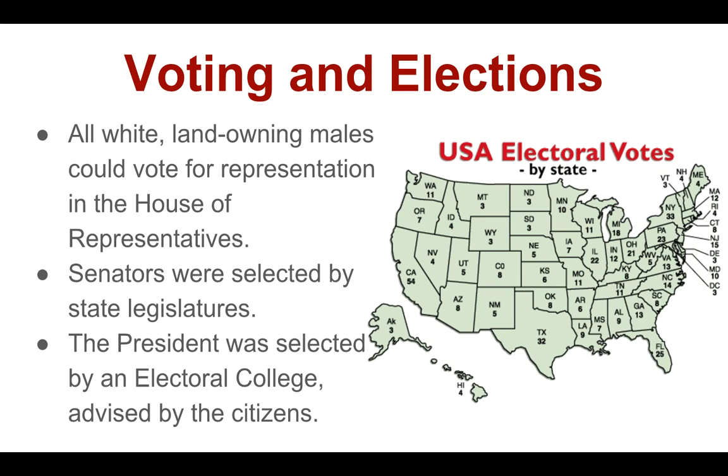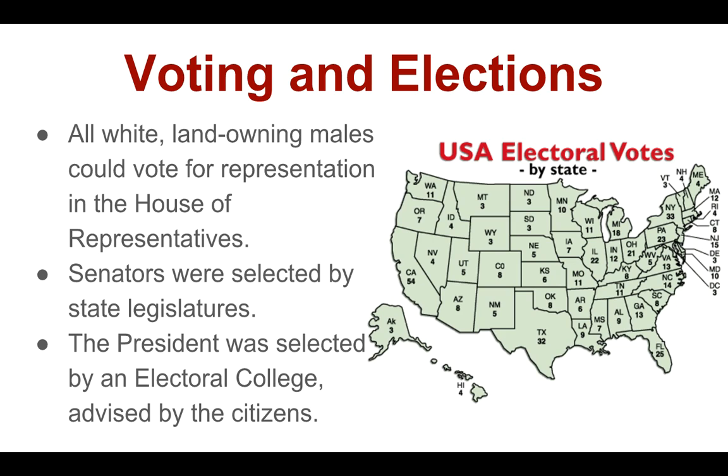At the time, it's important to note that all white landowning males could vote for representation in the House of Representatives. We have broadened that dramatically since those times, which is a step in a good direction. Initially, however, senators were selected by state legislatures. We, as the people, did not get to vote on who would be in the Senate. We voted for the House of Representatives. We voted for our own state legislatures, but the state legislatures chose the senators. We overturned that in the early 1900s.